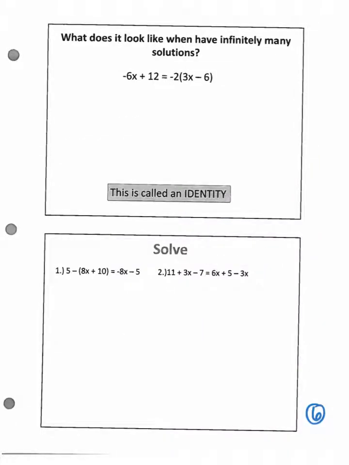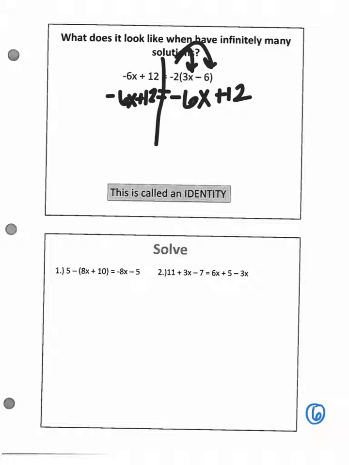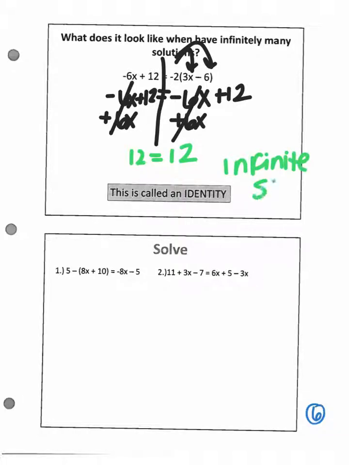So what about this next one? If I draw my line, I would start off by distributing. And so I'd get negative 6x plus 12 on this side and negative 6x plus 12 on this side. If I go to get rid of the variable, the 6x's cancel, leaving me with 12 equals 12. If I look back at my 3 options, that looks like the last one. So this equation has infinite solutions, which is also sometimes called an identity.